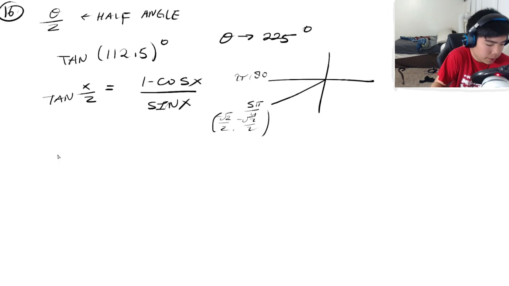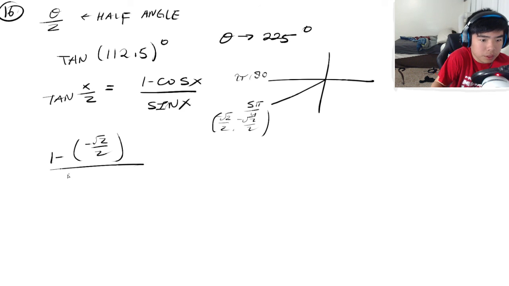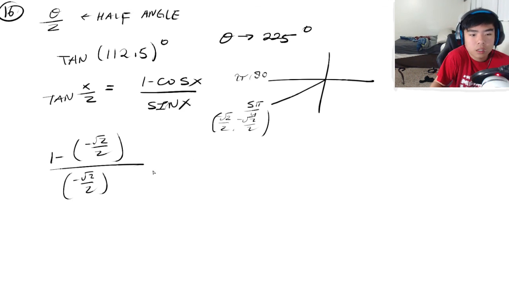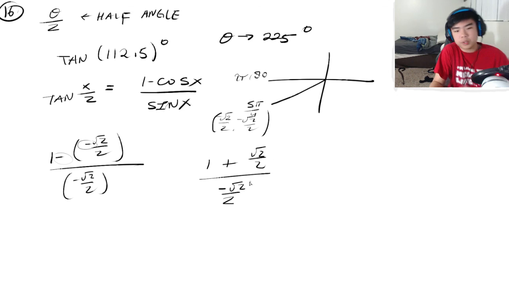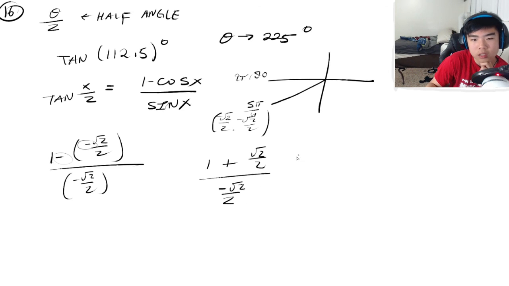So we're going to have 1 minus negative rad 2 over 2, over negative rad 2 over 2. In this case, you're pretty much going to have 1 plus rad 2 over 2, because the negatives cancel, and then over negative rad 2 over 2. Our answer will still come out negative because we're dividing a positive by a negative. So we're going to have 2 plus rad 2, because I'm putting in the common denominator, 2 plus rad 2 over 2, divided by negative rad 2 over 2.